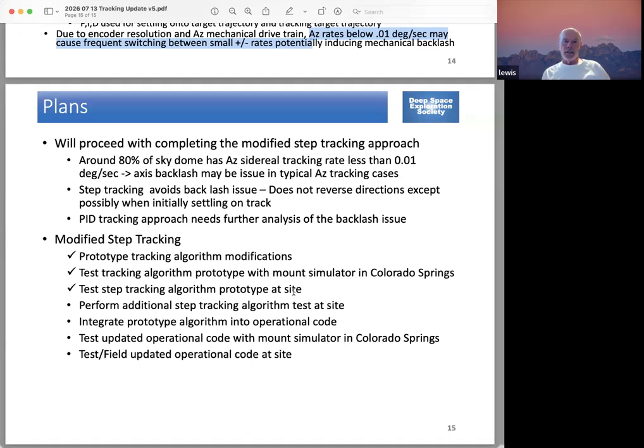And then we need to integrate that algorithm into the operational code, and Glenn can talk about that a little more than I, in detail. Test that in Colorado Springs and then test it and field it at the site. I think we're kind of thinking in terms of timing that we wouldn't introduce this before the Venus work this fall. We'd wait till a little less hectic time to do that.